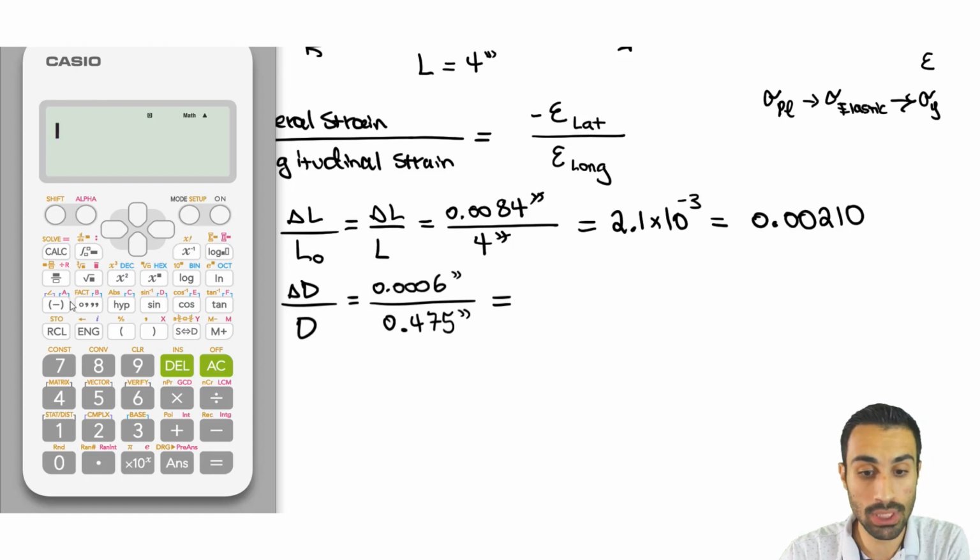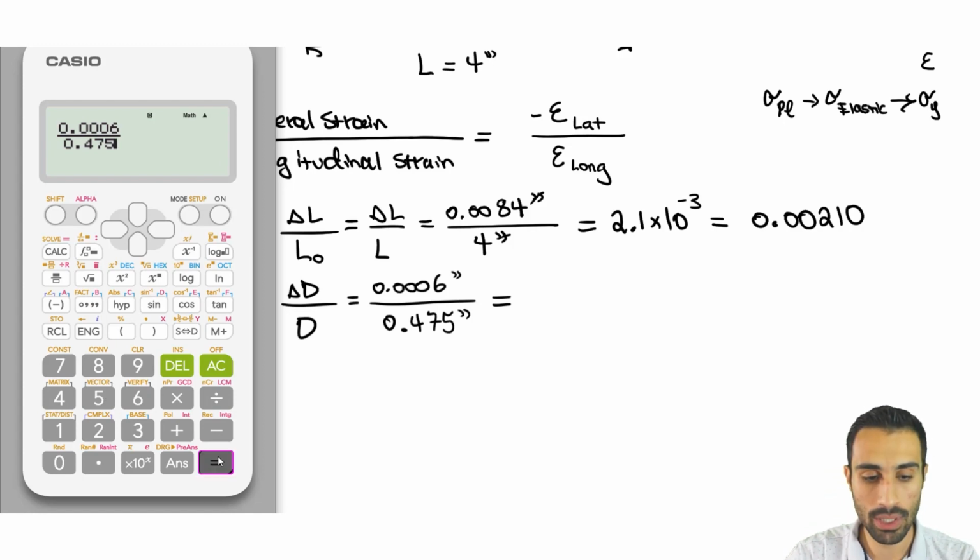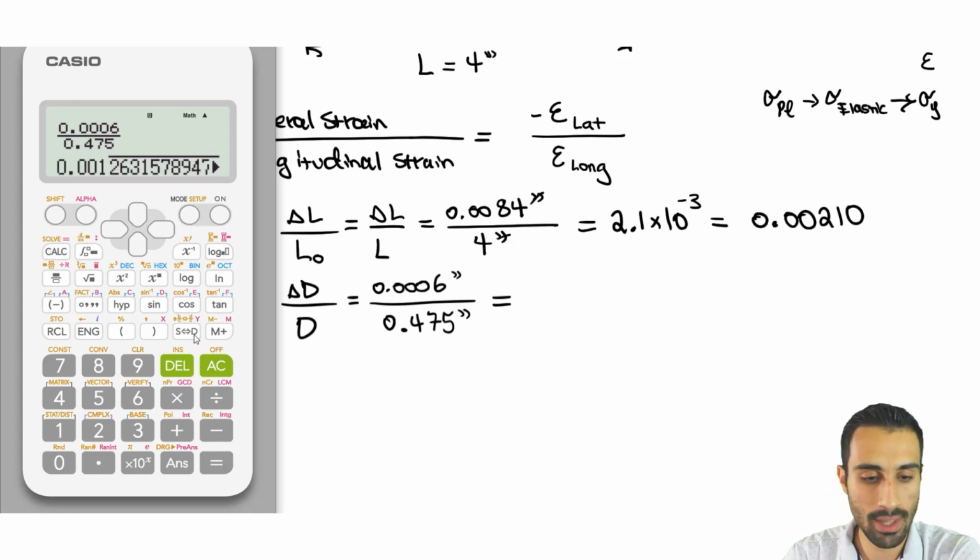So now let's actually do this calculation for the lateral strain. So we take 0.0006 divided by 0.475, and for that one, you should get a value. We reduce it to a decimal, so it's about 0.00126. So that's that. Let me store it. Let's store that in B.